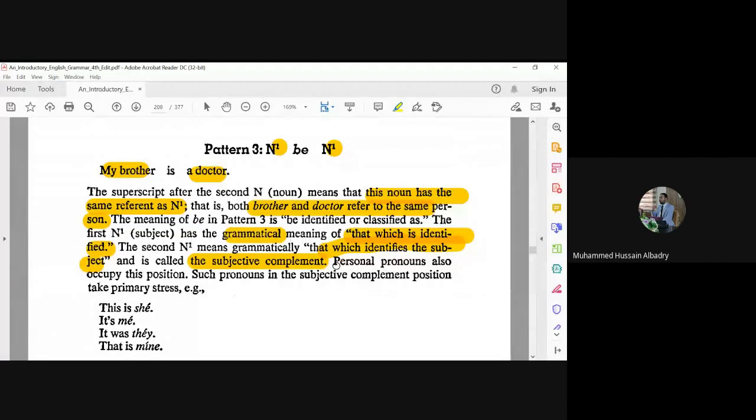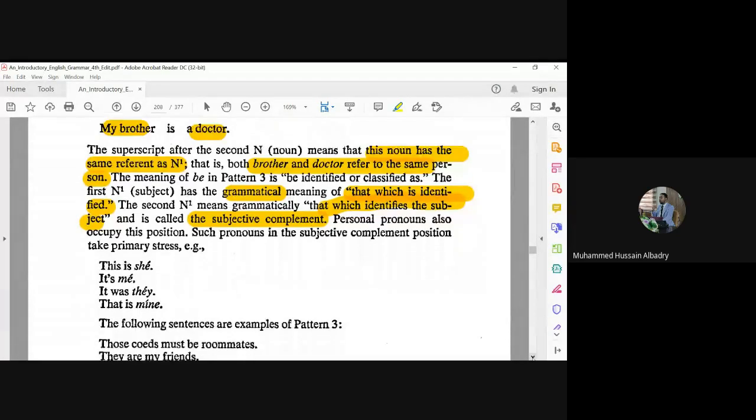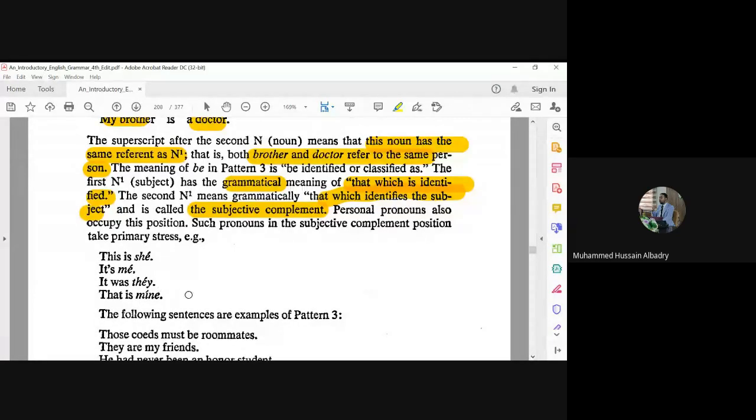عندك ملاحظة personal pronouns also occupy this position. Personal pronouns. Such pronouns in the subject complement position take primary. For example, this is she, it is me, it was she. كل هذا third part number 3. Third part. That was mine, it was they.